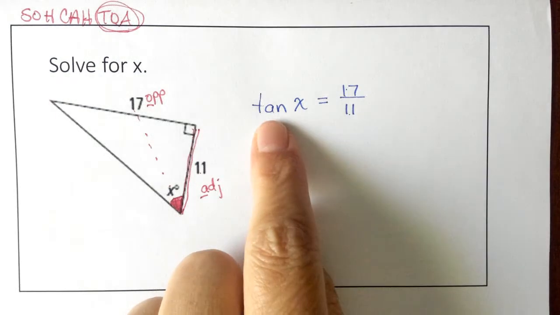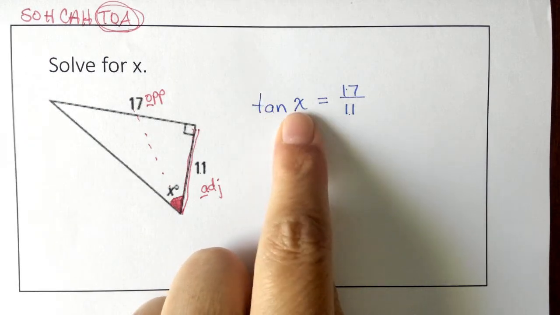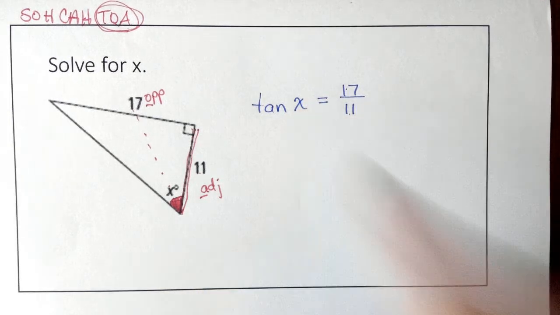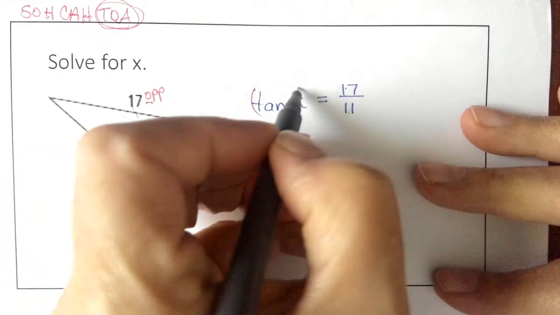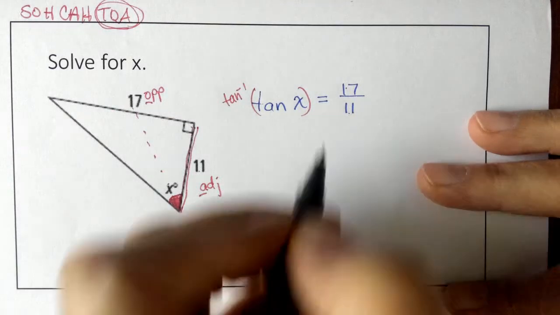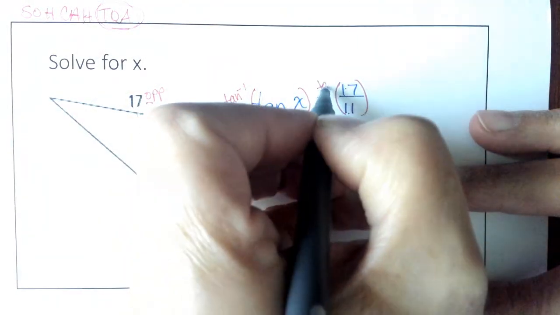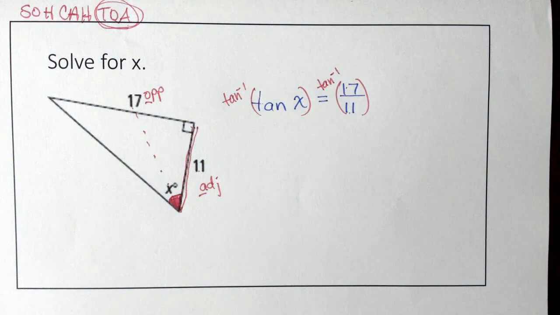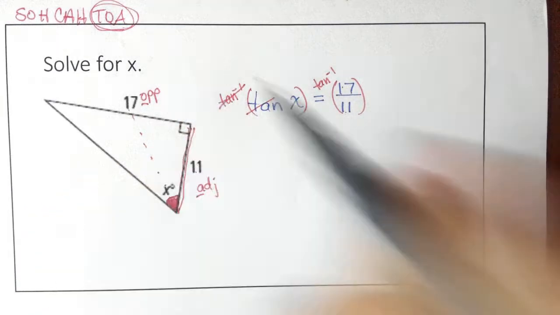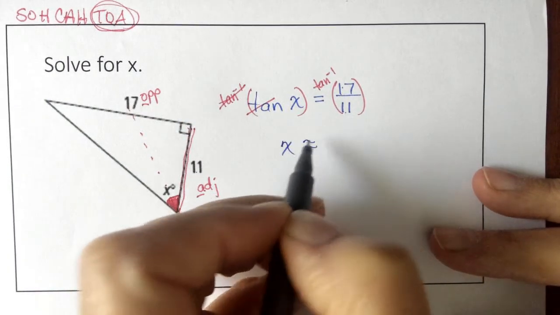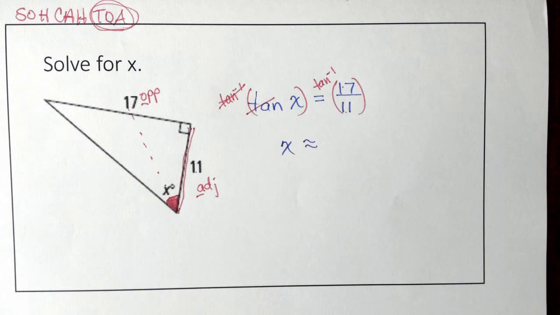The goal is to get the tangent to go away so that x will be on a side by itself. So we're going to take the inverse tangent of both sides. So we take the inverse tangent of the left side, and we take the inverse tangent of the right side. Just squeeze that in there. On the left side, the inverse tangent and the tangent cancel each other, leave an x. On the right side, we have some calculator work to do.